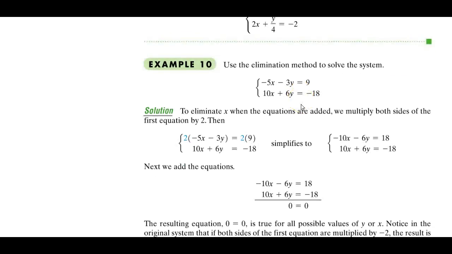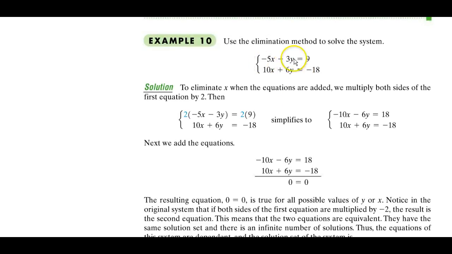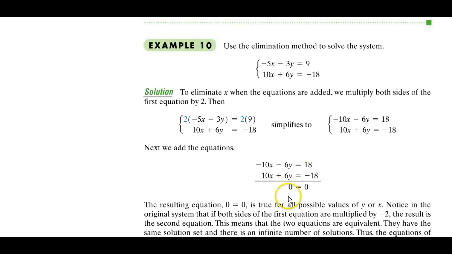Now in example 10, it's similar to what we've done. Now if we multiply this first equation here by a 2, everything by a 2, and we want, let's say, the x's to cancel out, this will become a -10, this is a +10. Notice what happens to everything here. This becomes a -6y, that will cancel. This becomes an 18, and this is a -18. So when we add them up, it's 0 equals 0.